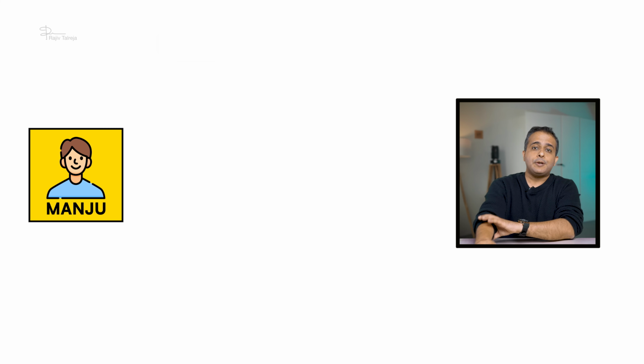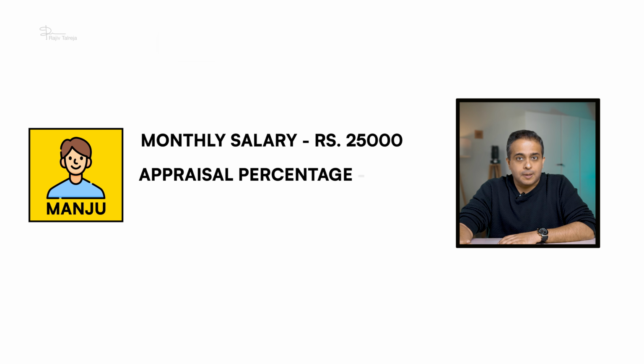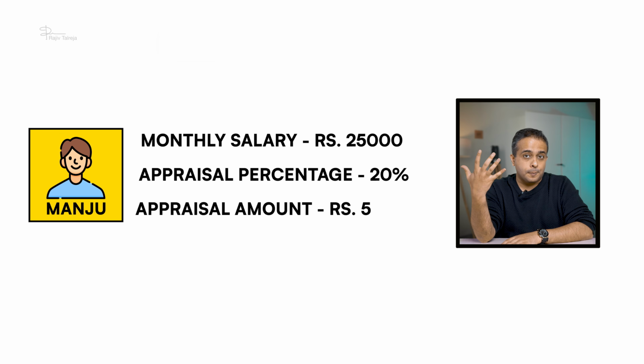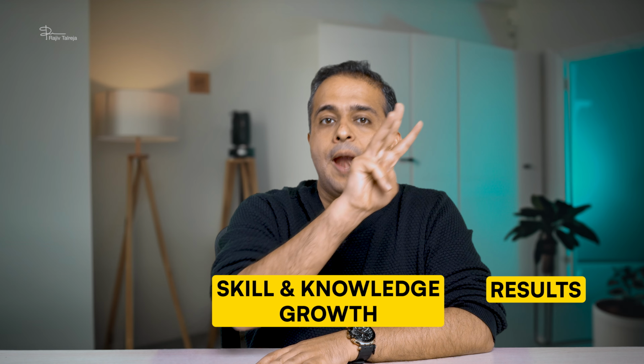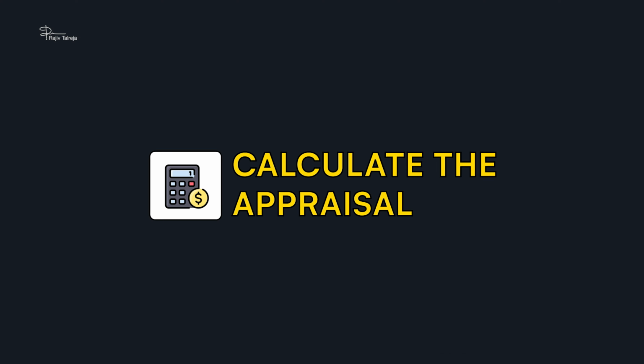Now, say for example, Manju's salary is 25,000 rupees, and say we decide to give a 20% appraisal this year because the year looks great. So 20% would be 5,000 rupees. Now, should I give Manju that entire 5,000 rupees? No. Based on the results, based on the skill and knowledge growth, and based on the attitude fitment, and based on the weightages to each one of these 3, I will divide that 5,000 rupees and then go into the 4th step, which is calculating the appraisal.